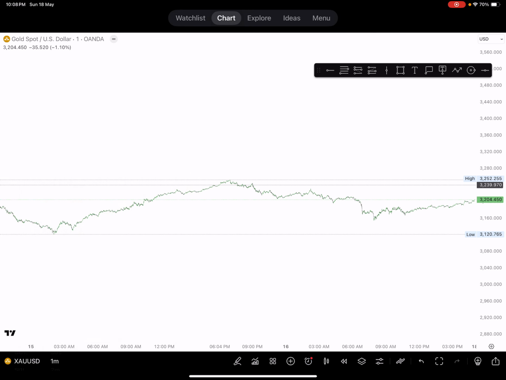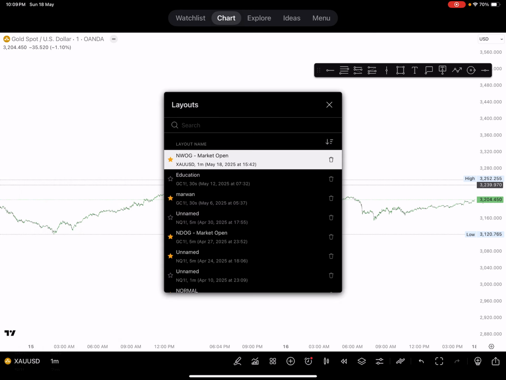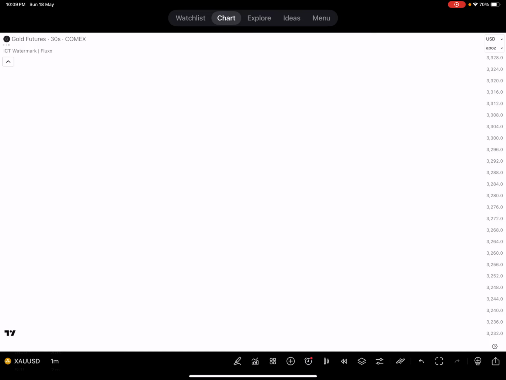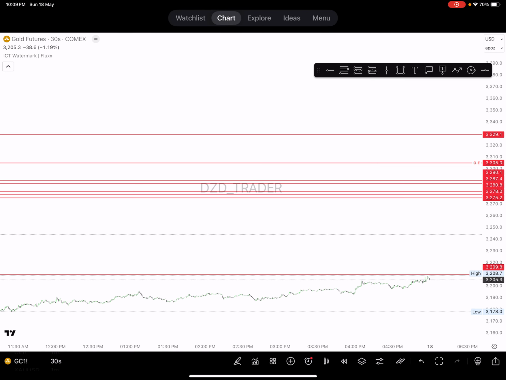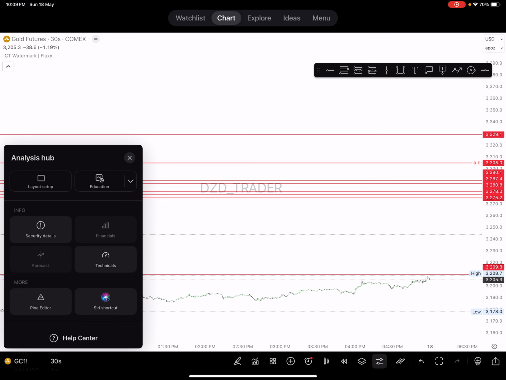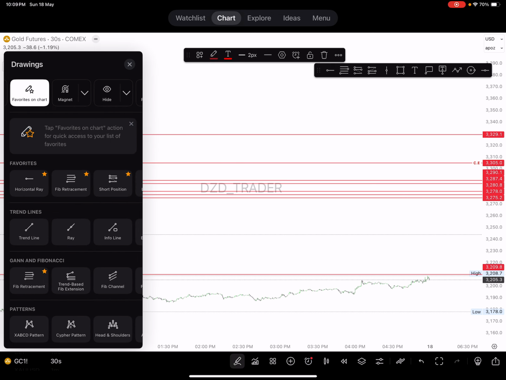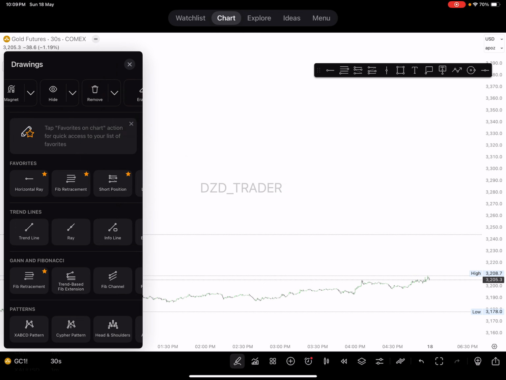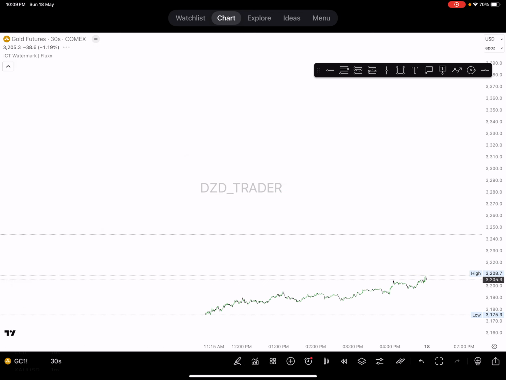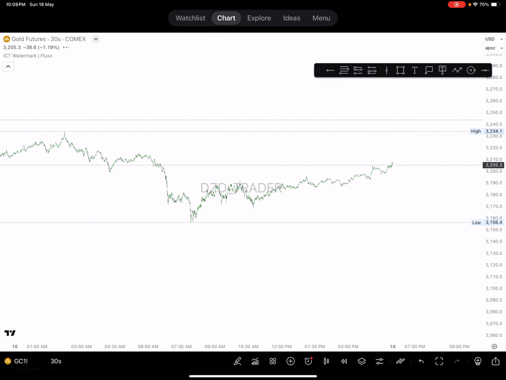Order blocks have been an exciting journey for me personally, and since I learned order blocks, it has been quite an amazing experience. Let me just clear up the charts for our session today. I'll be continuing on order blocks, checking more examples to clarify some of the things I mentioned in the previous session.